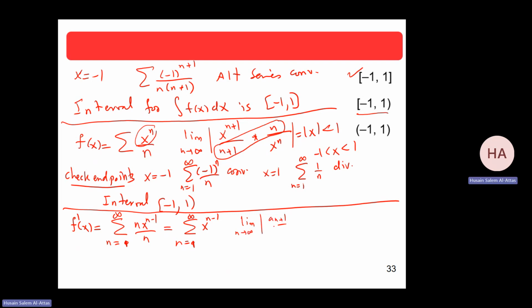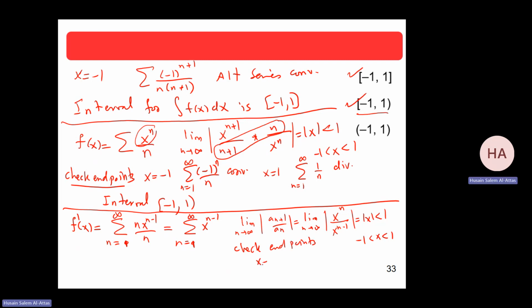The limit of a n plus 1 over a n, of x to the power n plus 1 minus 1, that will be x to the power n over x to the power n minus 1. Also the value of x is less than 1, so x is between -1 and 1. Now check endpoints for f prime.